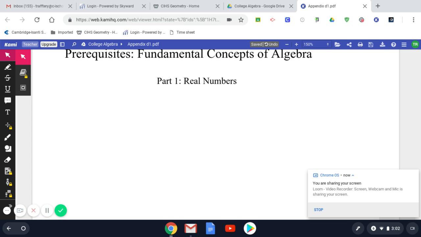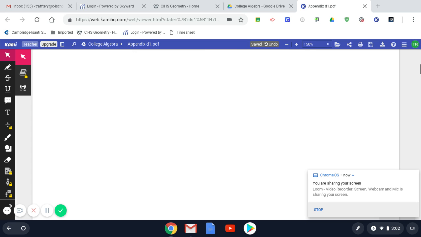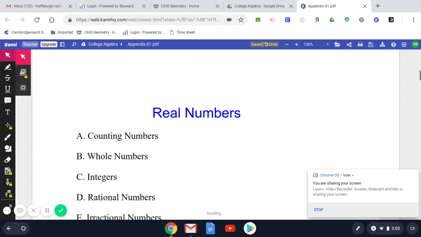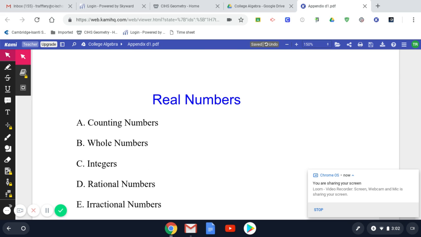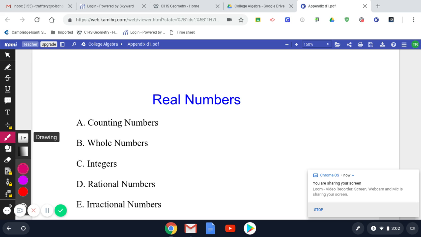Okay, so today we're going to talk about the real numbers. When we talk about real numbers, first of all, we have subsets of them. Number one, our first part is counting numbers. Counting numbers are like our natural numbers. They're sometimes called natural numbers. Those are your 1, 2, 3, 4, and so on.